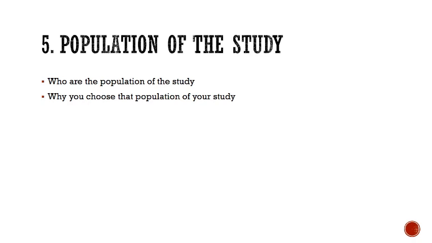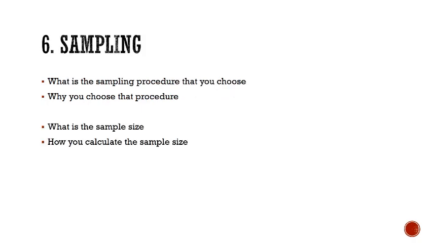The next one is the population of the study. Okay, what is the population of the study? You must tell us who they are, and then why you choose that population. For example, you would like to choose UMK students, FBI students, MBC students. But why you choose that population for your study? You must know about that. And number 6 is sampling, meaning that the population is a big chunk, right? Now you would like to do the survey or the interview, so you need to choose your sample.